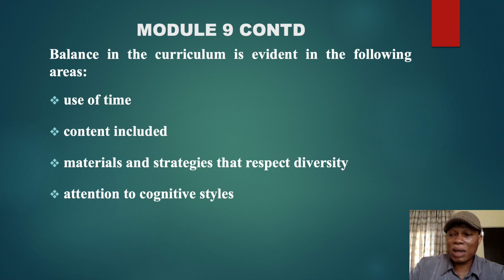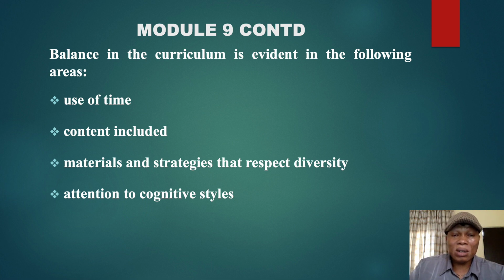Now, what are those things that should be done to achieve a balanced curriculum? I have it here that balance in the curriculum is evident in the following areas. The first one is in the use of time. And what do I mean by this? Many states and schools prioritize the use of instructional time to allow more time for core subjects or those that are tested on standardized tests. This sometimes means extending the learning time for certain courses.